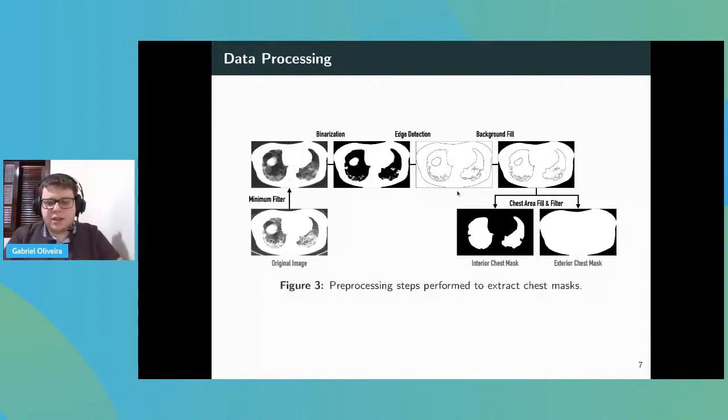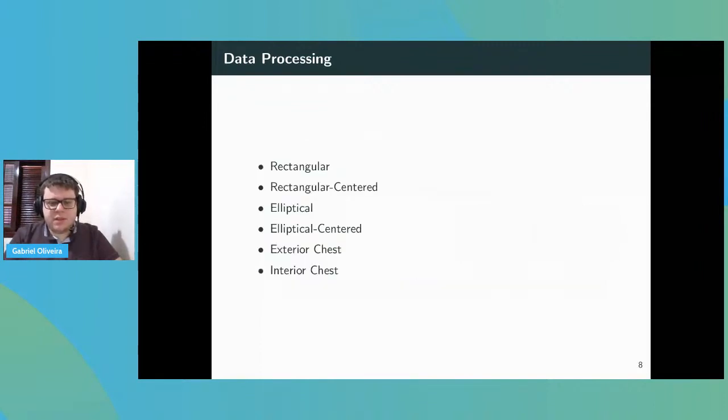The first one is the interior chest mask, which considers only the lung part of the patient. And the second one is the external chest mask, which considers the exterior chest part of the patient. And with that, we apply these masks on the original image. From this, we can create 6 different image representations.